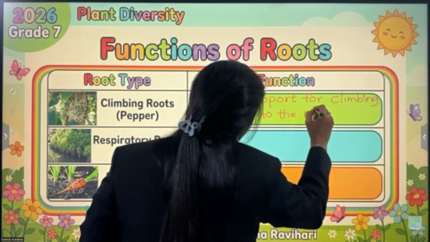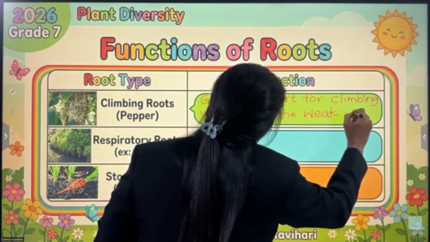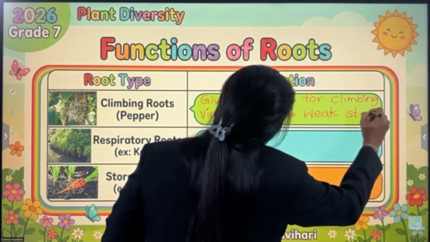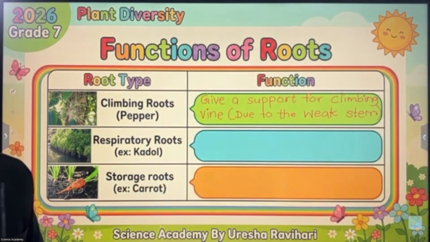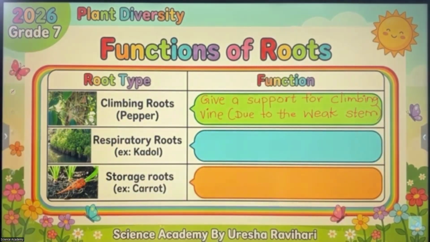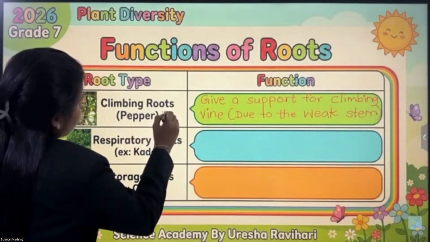the weak stem. Because there is a weak stem, that is why it gives an additional support. Okay, due to the weak stem. You can write down quickly. Pepper, beetle also we can write.